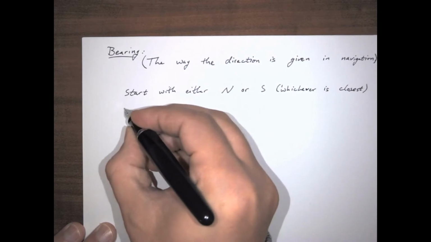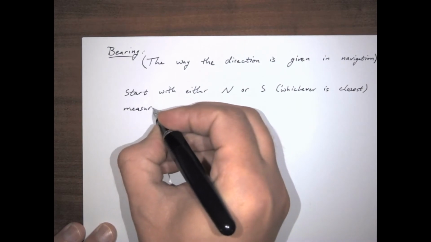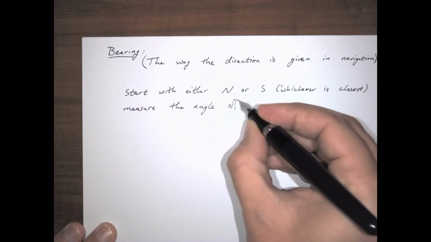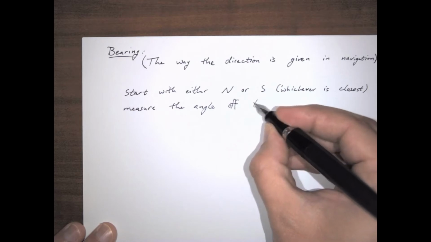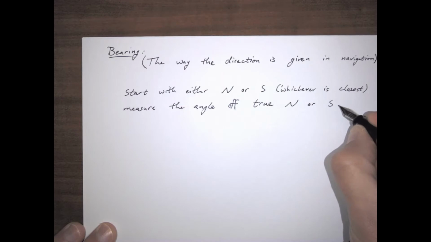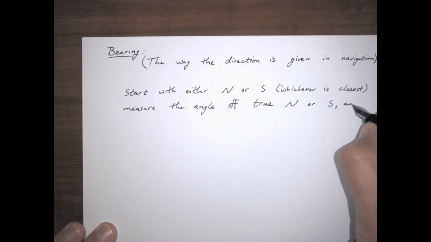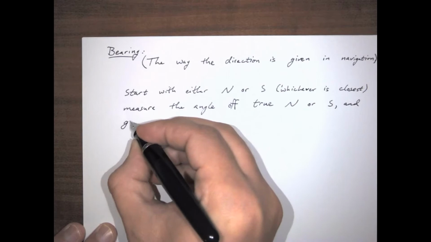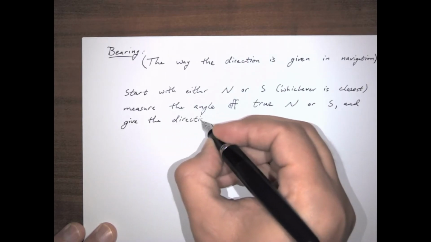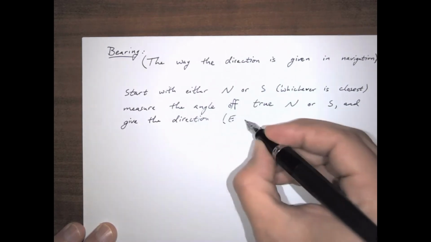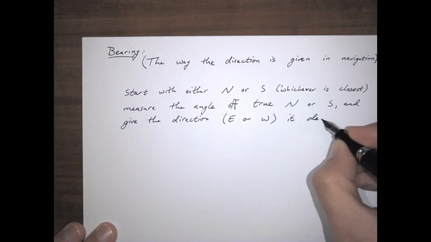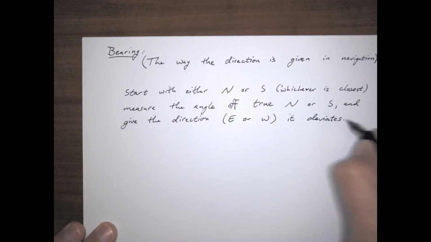And then measure the angle off true north or south, and give the direction, east or west. It deviates.